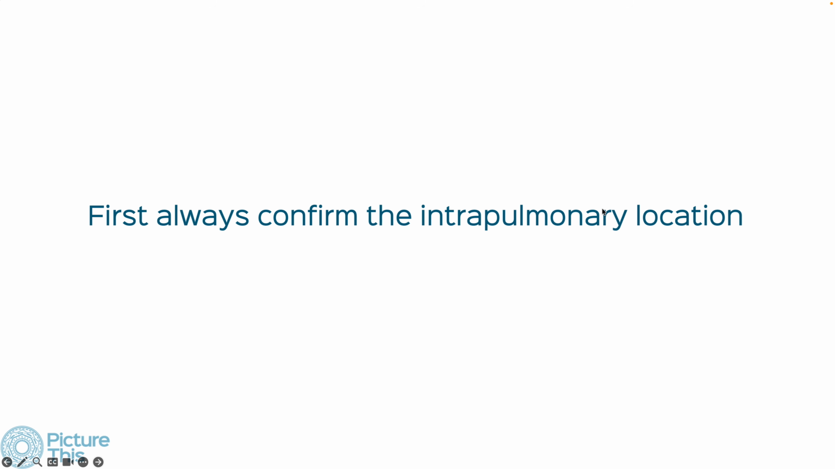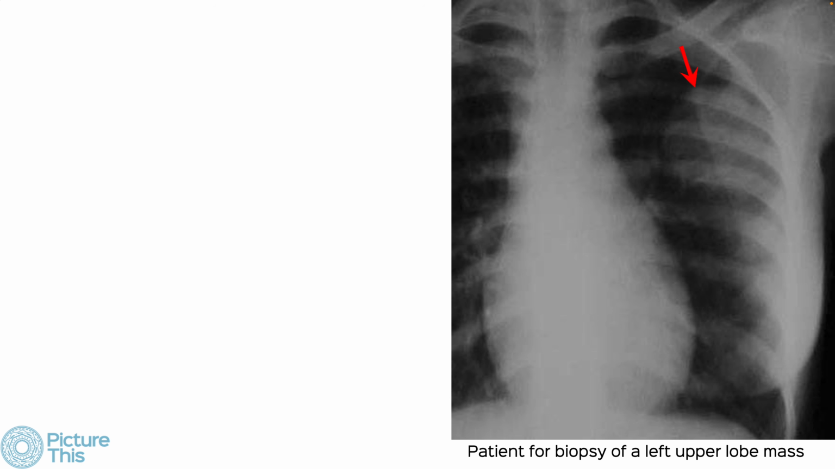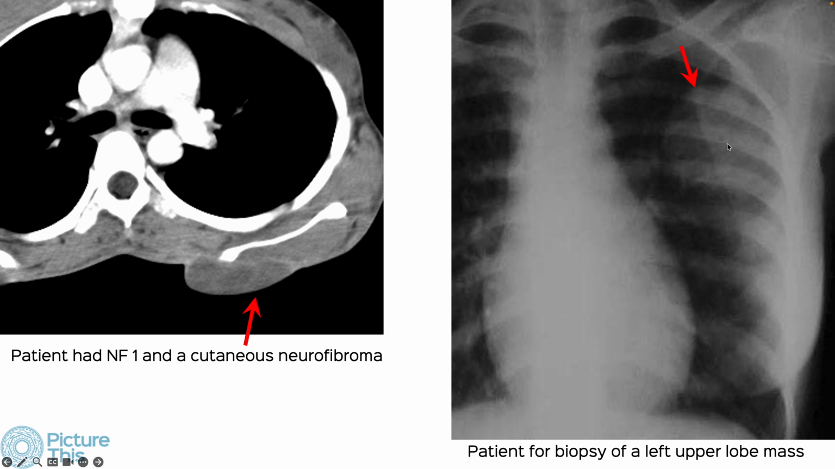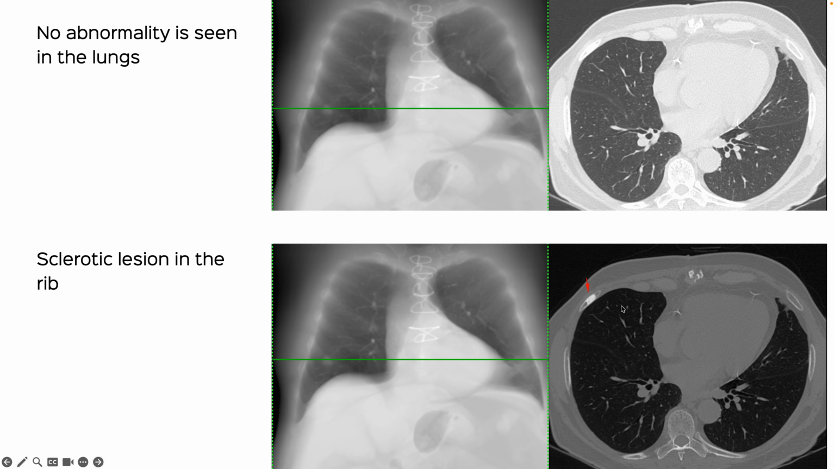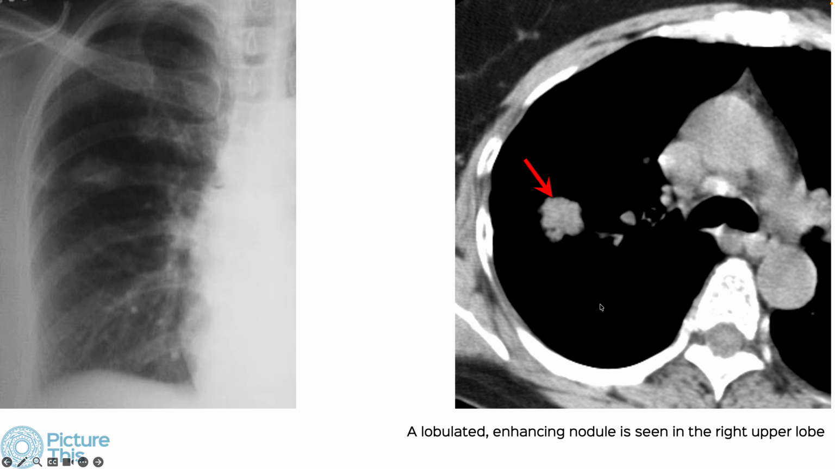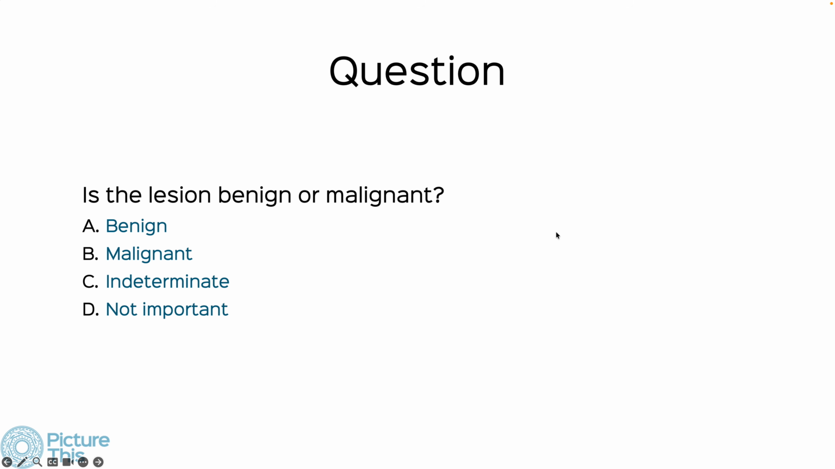We see this nodule in the right mid zone. The first thing we have to do is confirm the intrapulmonary location. And it is important because this patient once came to me for a biopsy, left upper lobe mass. Turns out this was a cutaneous neuroma. And this is a patient who was sent for evaluation of this nodule in the right lower zone, which just turned out to be a sclerotic bone island focus. So we have to be sure. And the CT scan in this case shows us a lobulated enhancing nodule in the right upper lobe.